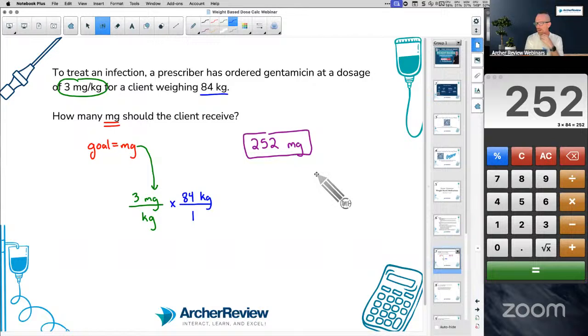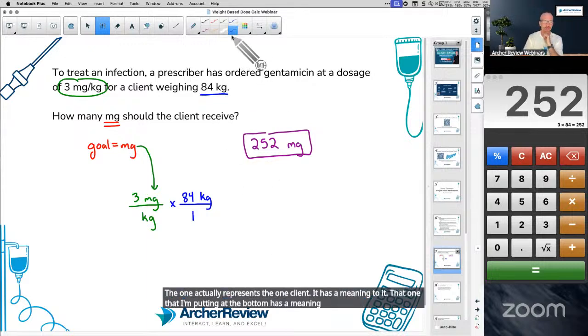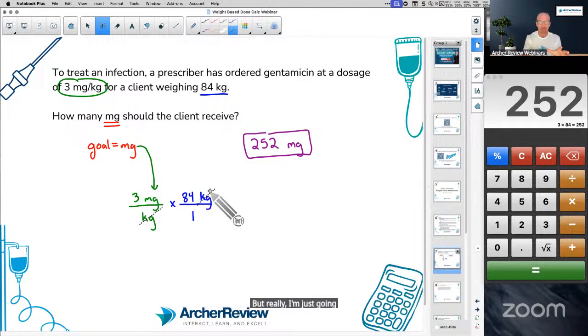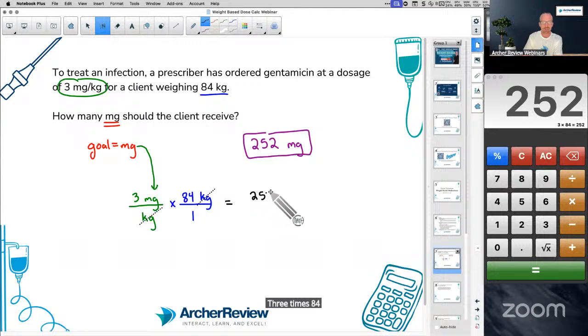The 1 actually represents the 1 client. It has a meaning to it. That 1 that I'm putting at the bottom has a meaning. It means the 1 client. But really, I'm just going to leave that word client or patient off. Notice I am canceling the word kilograms. And all we're doing is multiplying these two top numbers. 3 times 84 is 252, and there's nothing to divide by.